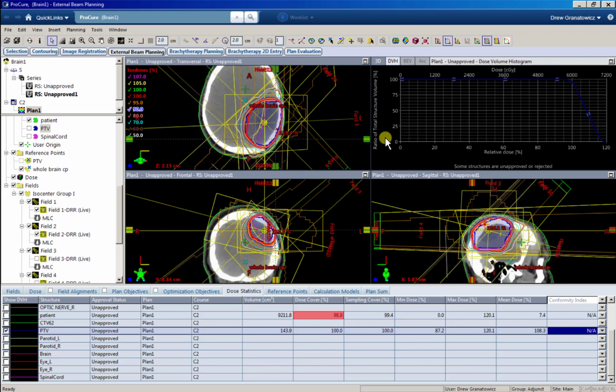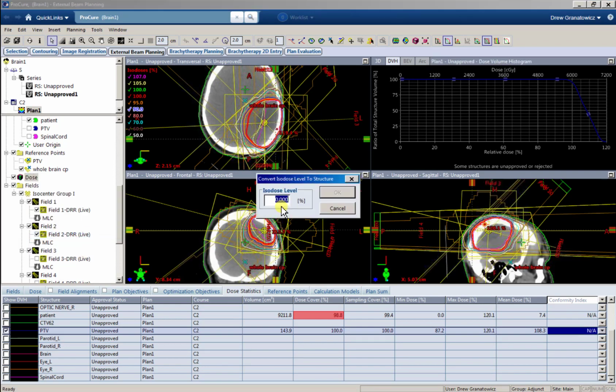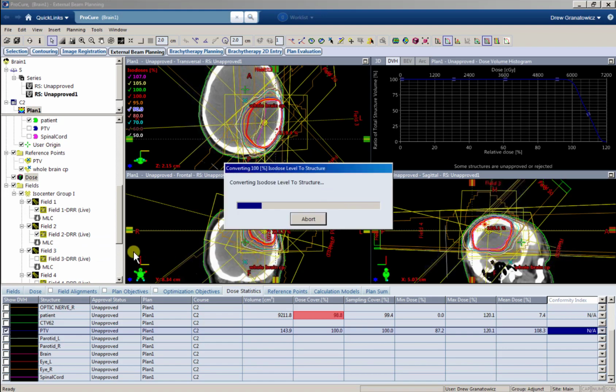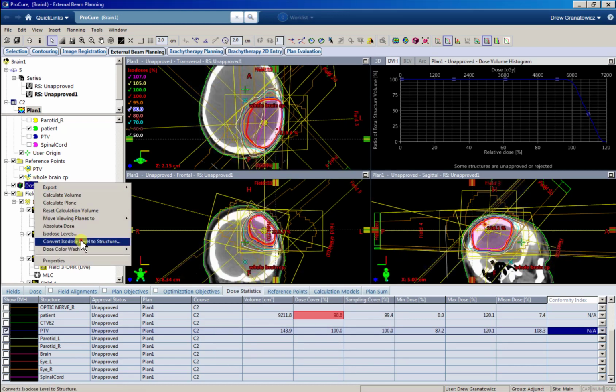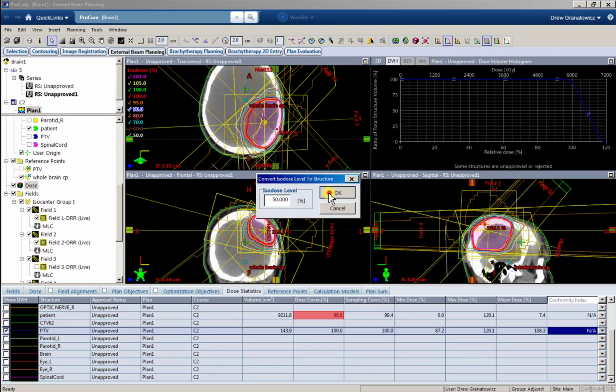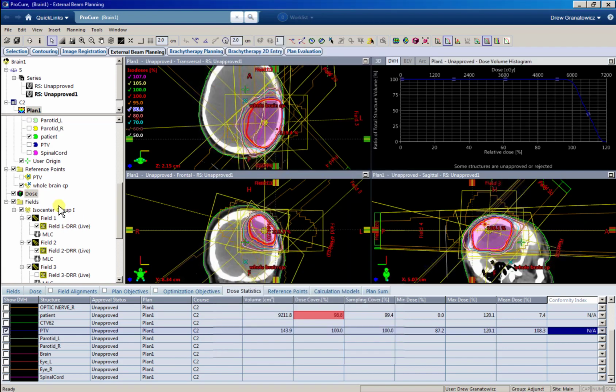And I'm going to show you two ways to do that. So the first way, we're going to convert isodose level to structure. And we need to do this for the 100% line for our conformity index. We also need our 50% line for the gradient index. Okay, we got our 100. We got our 50. All right, then it's very simple.